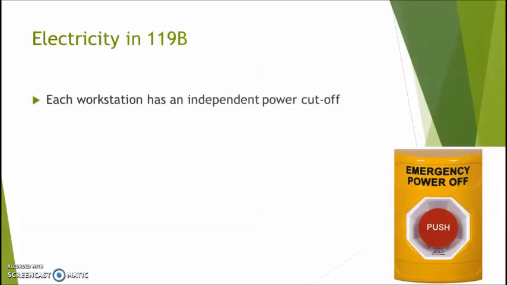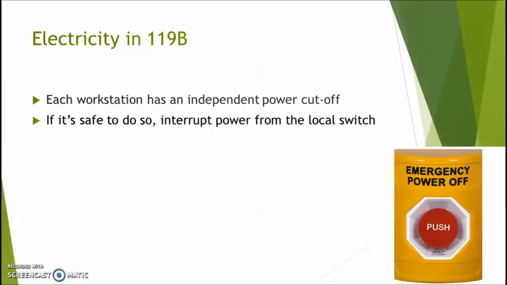We have the workstations with their independent power cutoff systems. I'd encourage you right now to look at the one in the workstation near you and see where you can cut off the power localized in that area. If you have some kind of a problem, if it's safe to do so, interrupt the power from this local switch. So if you can reach that switch, go ahead and use it. It'll save us lots of hassles, and of course it's much faster than moving to the main power button.